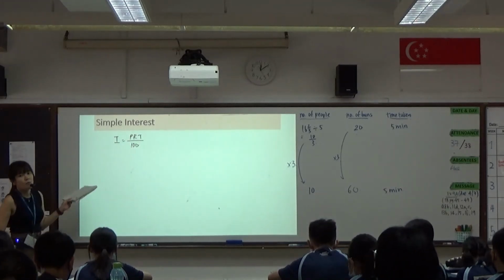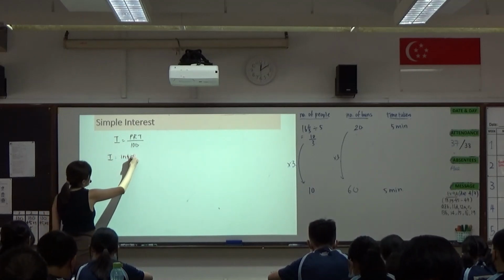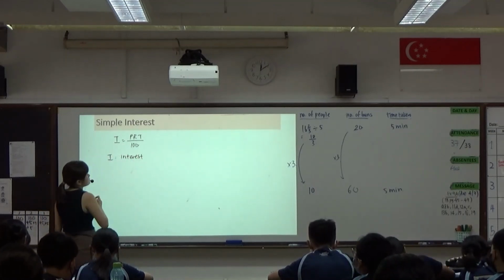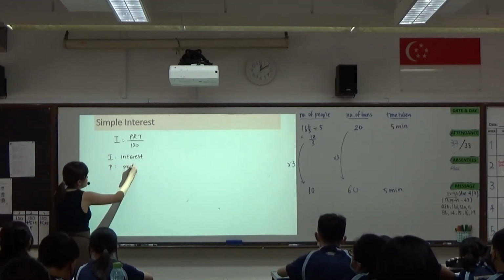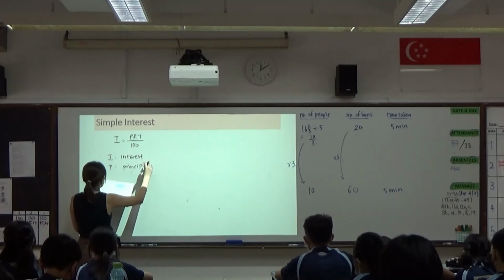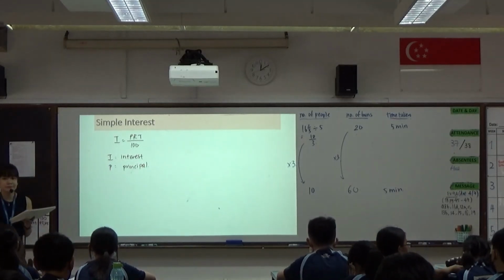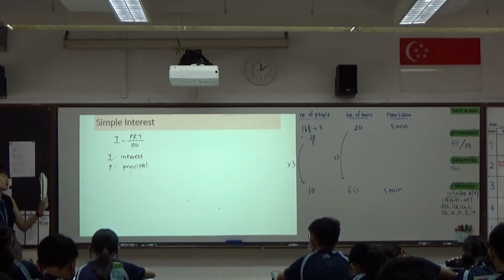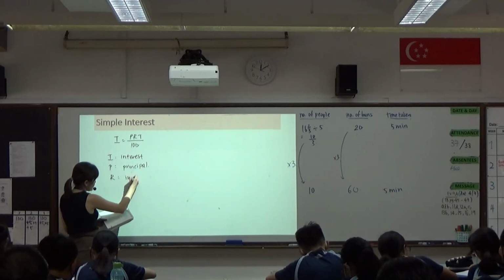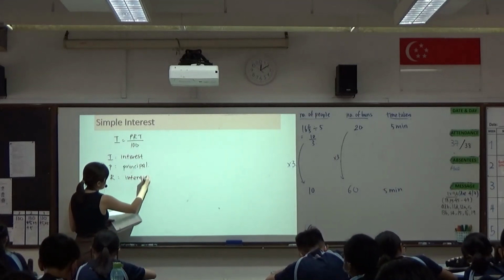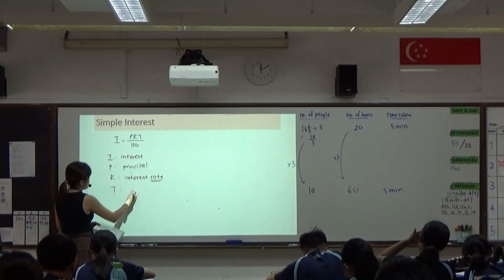What do all these letters represent? I represents the interest earned, or the interest itself. P represents the principal. Not our Mr. Tan principal, but it's just money, which I'll refer to later on. R is the interest rate. And T is the time.